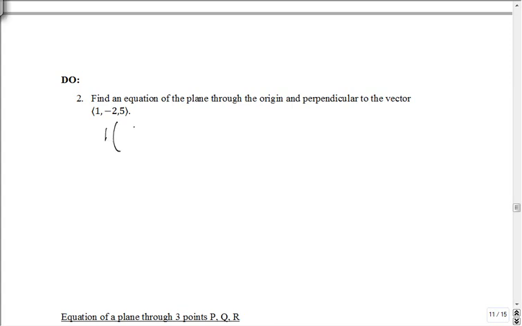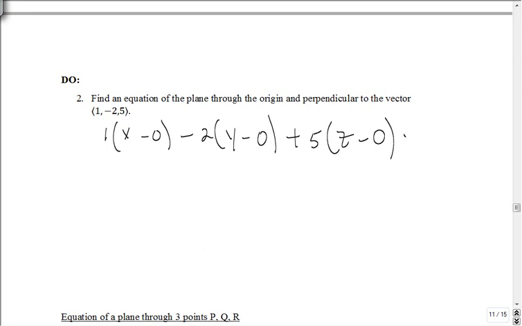1 times, go ahead, give it to me. Yes. Very good. So this gives me x minus 2y plus 5z equals 0. So that's the equation of the plane. So you need to be able to decipher these things, understand how to pull out the normal, how to pull out direction vectors. Very, very important.